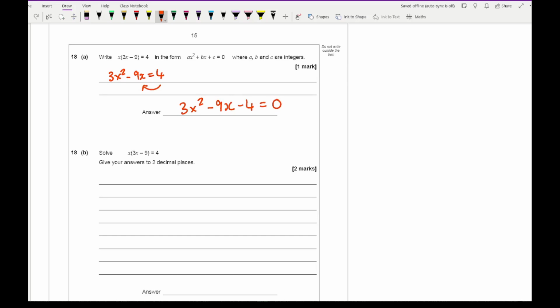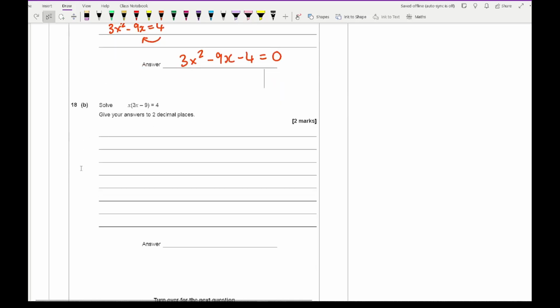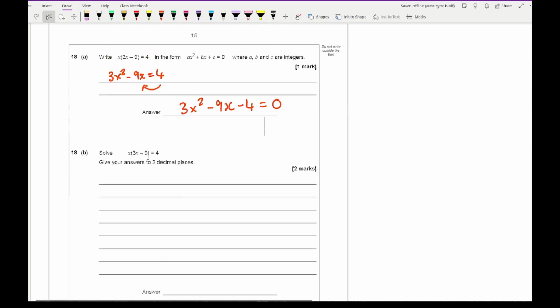Then for question 18b, it says solve this equation to 2 decimal places. So I can see that the top bit is going to be equal to my quadratic in A. So what I want to solve is 3x squared minus 9x minus 4 equals 0. Now because the question is asking me to give my answers to 2 decimal places, that's going to be a massive clue that this is not going to factorize. So what I need to do is use the quadratic formula.